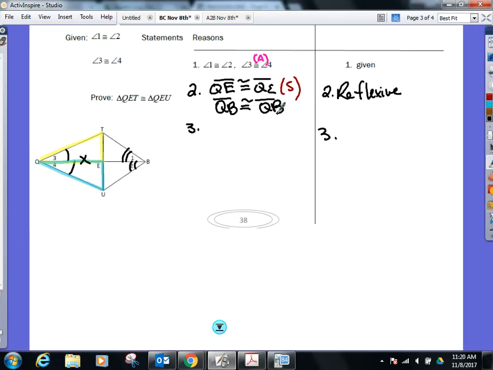If you want to make a third step, to make yourself look a little smarter, make your proof a little longer, go ahead. Triangle QTB congruent to, looks like I gotta go QUB. Anybody got a method they want to do? That's what I was thinking. Is that QB side in between the two angles? Yep. So angle, side, angle.